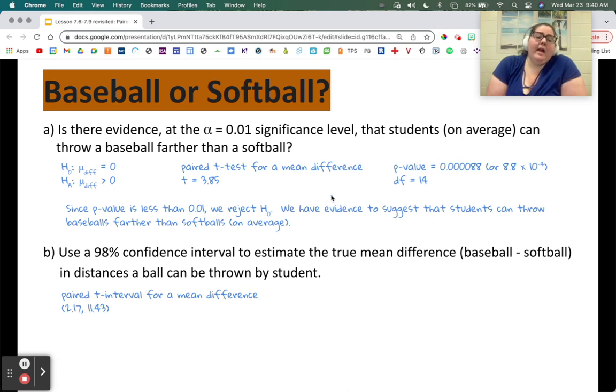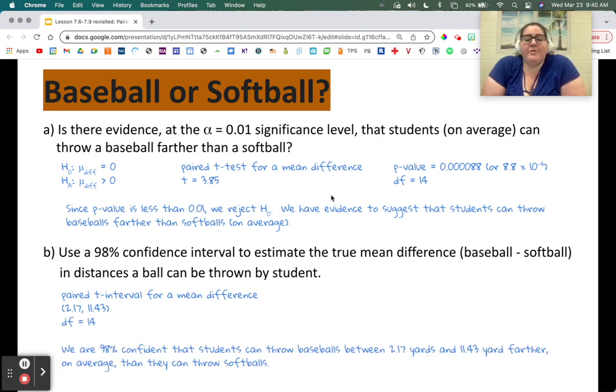So there's my interval. And then when we interpret it, remember we're interpreting our parameter. It's basically the average difference in baseball and softball distances. So the way that I say that could look a couple different ways. I said we're 98% confident that students can throw baseballs between 2.17 yards and 11.43 yards farther on average than they can throw softballs. We could also say we're 98% confident that the mean difference, baseball minus softball, in distances a ball can be thrown is between 2.17 and 11.43. That would work as well. So either way, that is my conclusion.